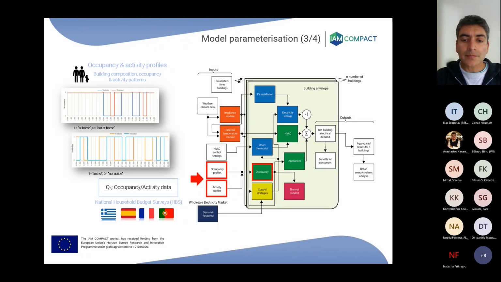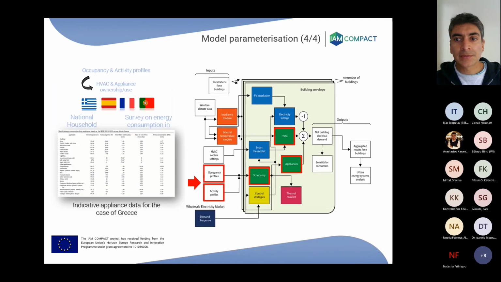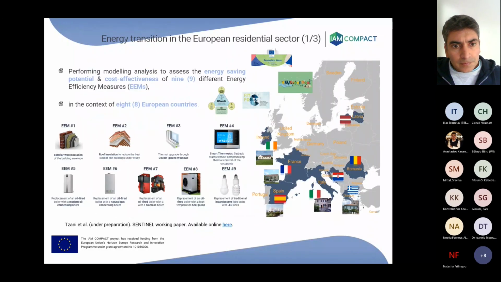So we also parameterize this module, and finally we need to parameterize, along with the occupancy and activity profiles, the different end uses, which again we do based on budget surveys on energy consumption, and this is an indicative example of such data for the case of Greece. So all these different modules are typically parameterized in the model for the baseline scenarios. And then we can see different other interventions in terms of the types of scenarios that we would like to simulate. And I have included here some indicative applications in which we have used the model so far.